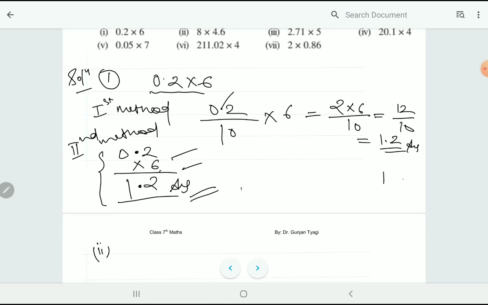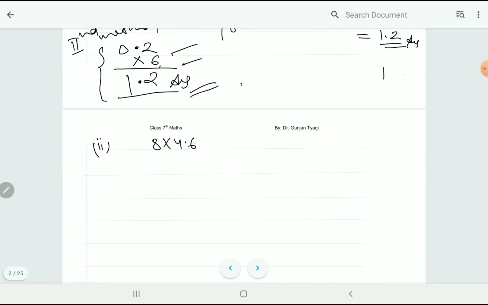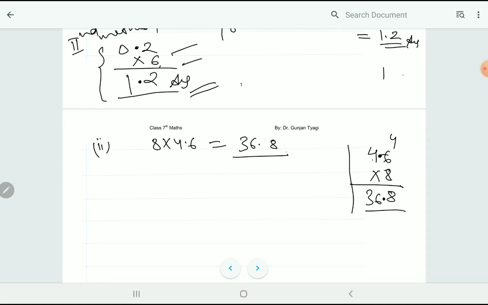Let's do 8 multiply 4.6. Just forget the decimal and multiply these numbers roughly, like 46 multiply 8. So first of all multiply the numbers. 8 6s are 48, 4 carry, 8 4s are 32, and 4 is 36. So this is the answer, and there is a decimal after one place, so in the answer the decimal will come after one place from the right side. This is the answer.